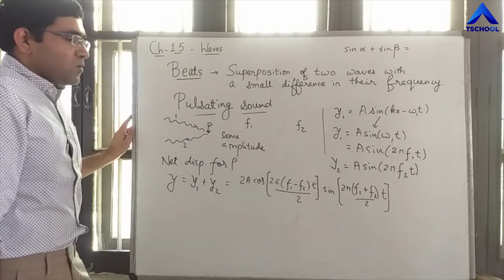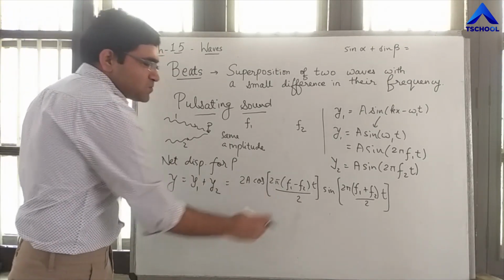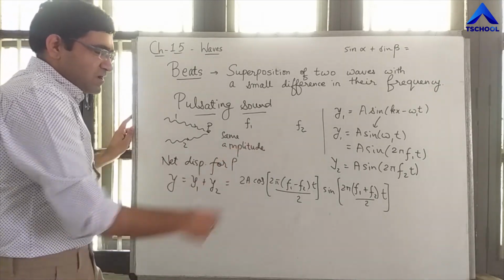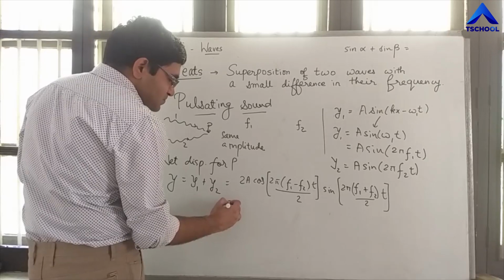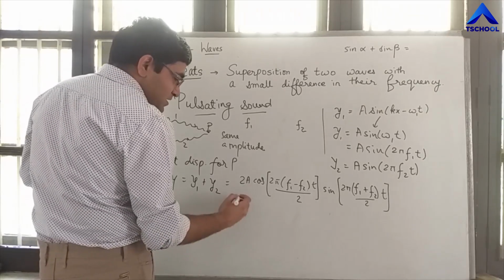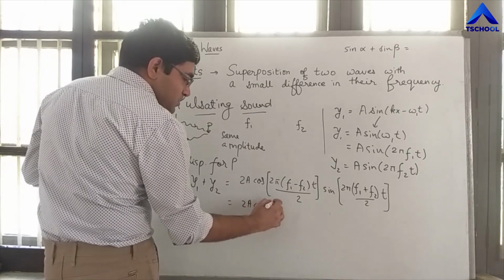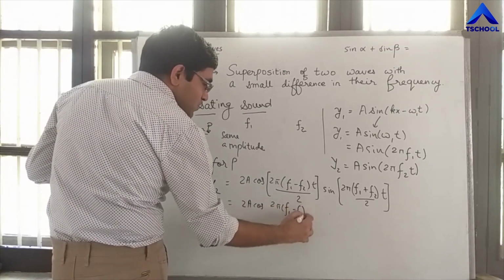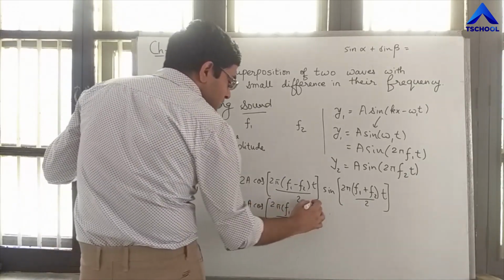Now you might wonder, why am I not cancelling these 2's out. Well, I have a reason for that. I will do it over there, but this one I'm not. So if I write it in this form again, we have 2a cos (2 pi (f1 minus f2) into t by 2) and sine.